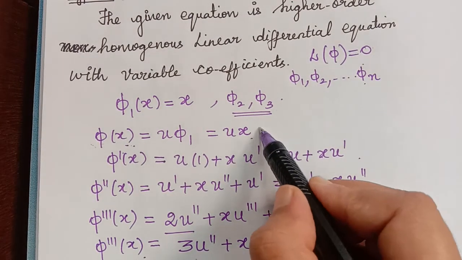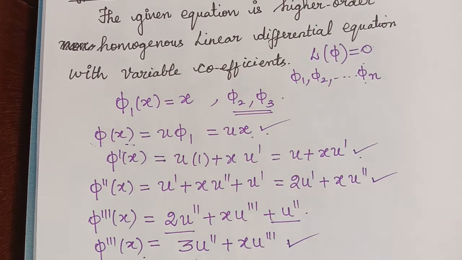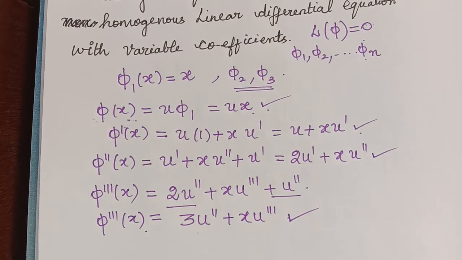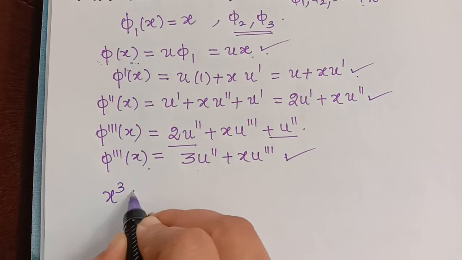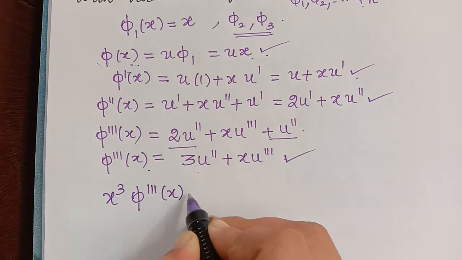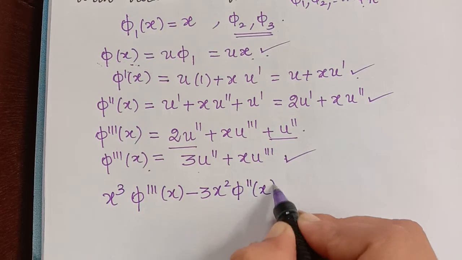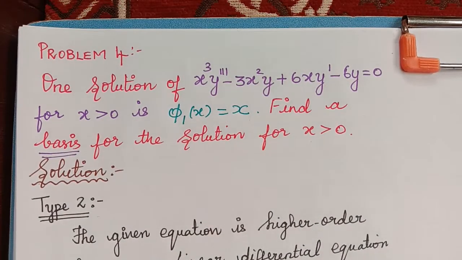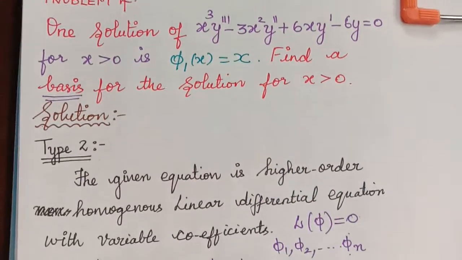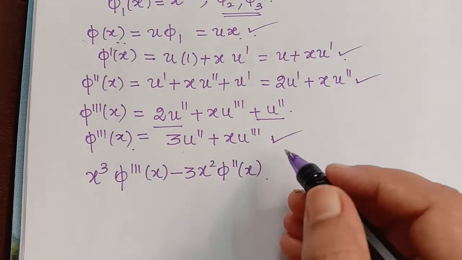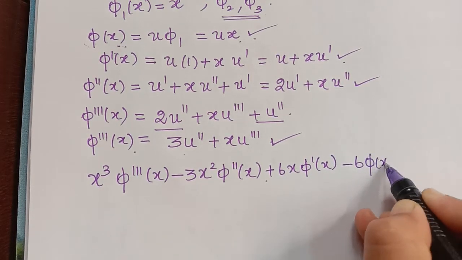Now we shall substitute this phi of x, phi dash of x, phi double dash of x and phi triple dash of x in our given equation. So in our given equation, first of all, when we substitute phi in place of y, we will be getting x cube phi triple dash of x minus 3x squared phi double dash of x. So actually in the question this is y double dash, I didn't write that. So y double dash plus 6x y dash minus 6y. So when we replace it by phi, we get phi double dash of x plus 6x phi dash of x minus 6 phi of x equal to 0.